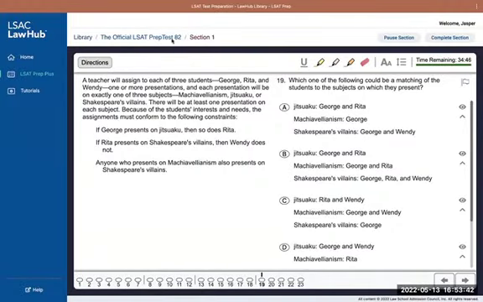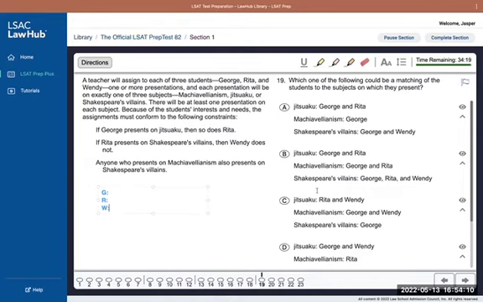Hi, so I'm just going to go through this logic game. I'll start off with the diagramming. We have 3 students, and a teacher's going to assign each of them one or more presentations. Okay, so I would probably have the big groups be the students.